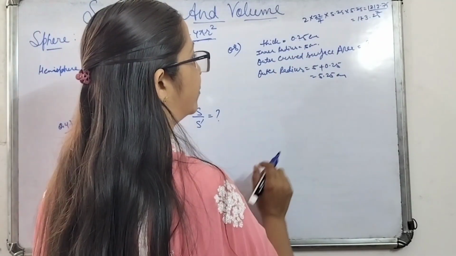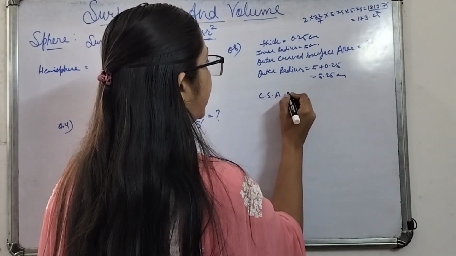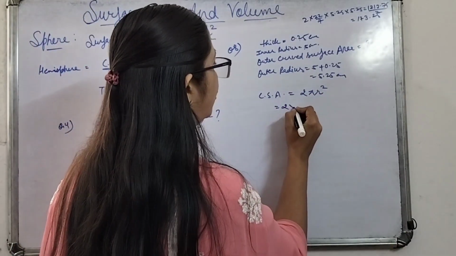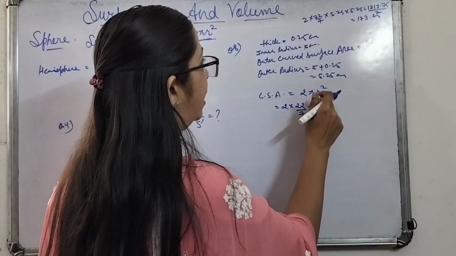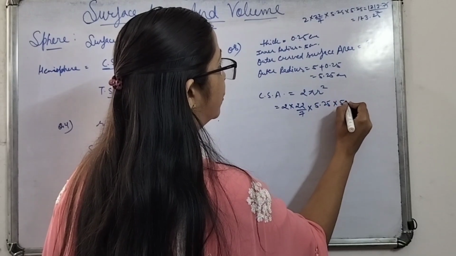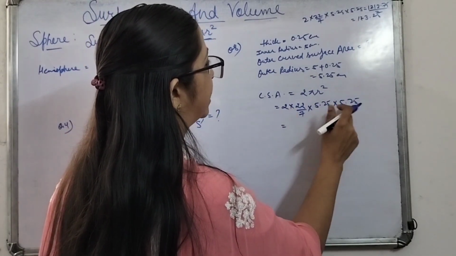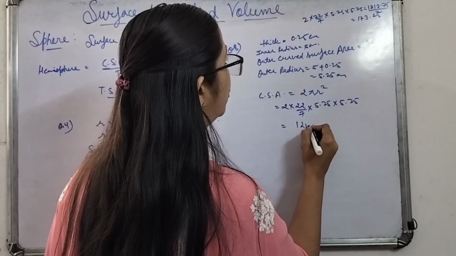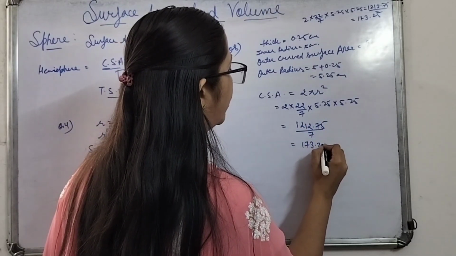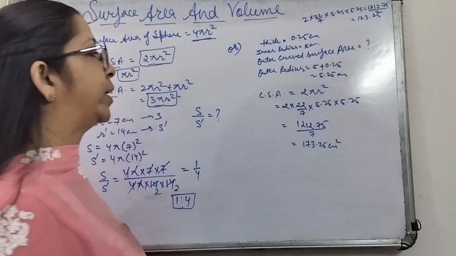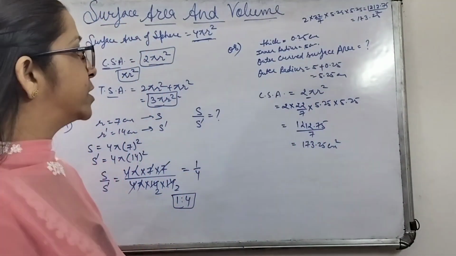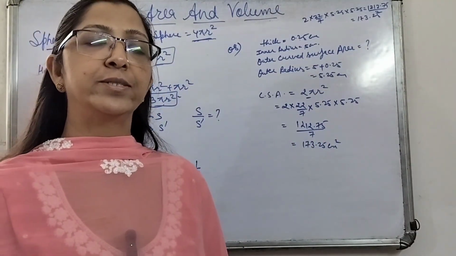Now we want the outer curved surface area. So curved surface area for the hemisphere, we know it is 2 pi R square. So it will be 2 multiplied by 22 by 7, R is 5.25, 5.25 into 5.25. If we multiply all this, the value will be 1212.75 divided by 7. That will be 173.25 centimeter square. So this will be the curved surface area of your hemisphere. So this is how using the formulas we can solve the questions.